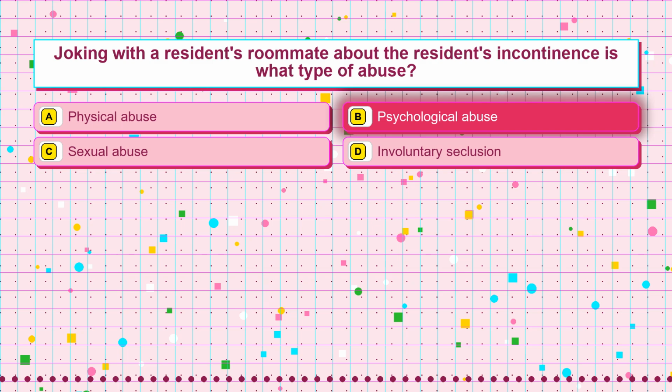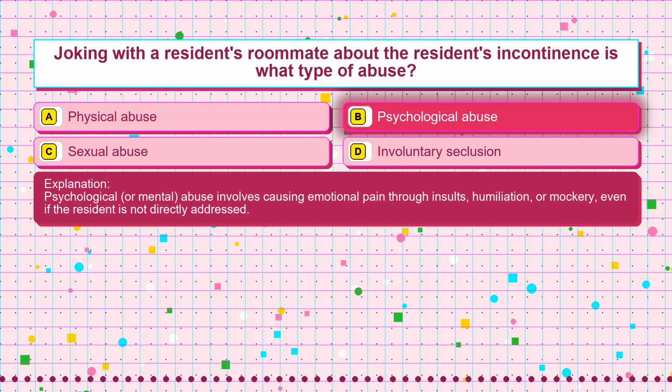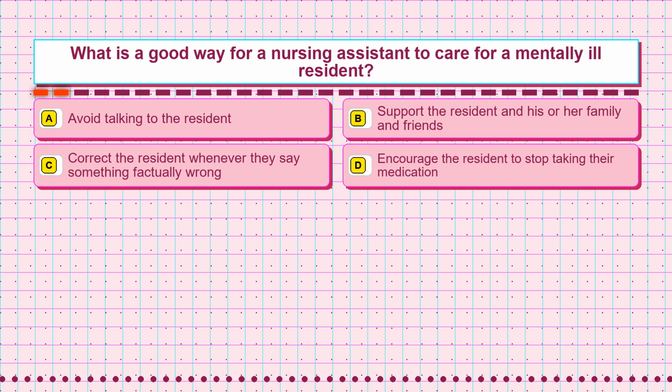The correct answer is option B, psychological abuse. Psychological, or mental, abuse involves causing emotional pain through insults, humiliation, or mockery, even if the resident is not directly addressed.